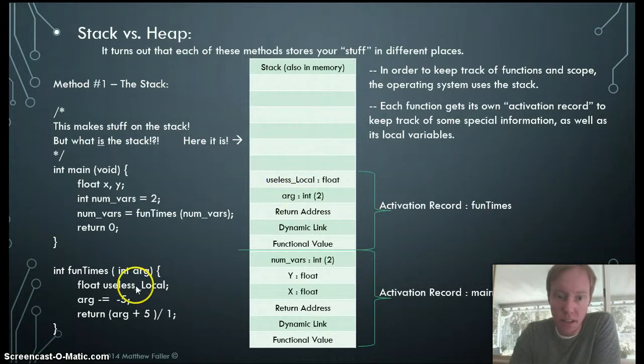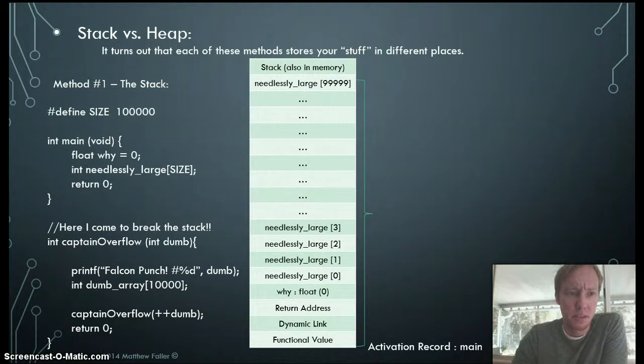And its argument is on the activation record. So this is actually a local variable. And then the useless local that's not used, that's on there as well. So the stack has limited size. The operating system doesn't take up all of memory just for the stack to keep track of programs and stuff. That would be sort of a waste. So the stack has a smaller fixed size in comparison to memory.